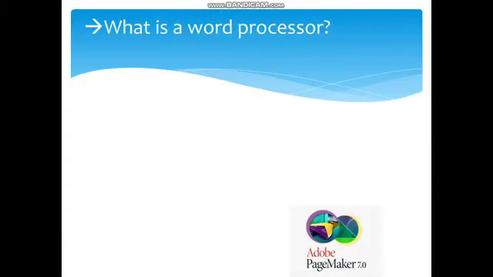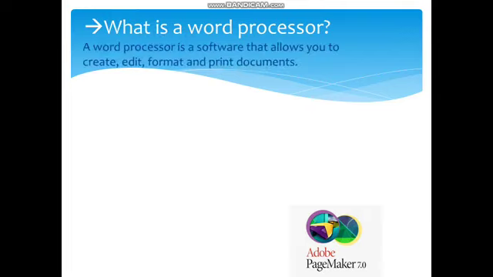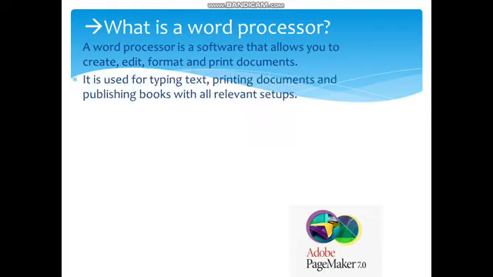And first we can see what is a word processor. What is a word processor? A word processor is a software that allows you to create, edit, format and print documents. I hope you already studied the word part. That is, a word processor is used to create documents. It is used to type text, print documents and publish books with the relevant setup.